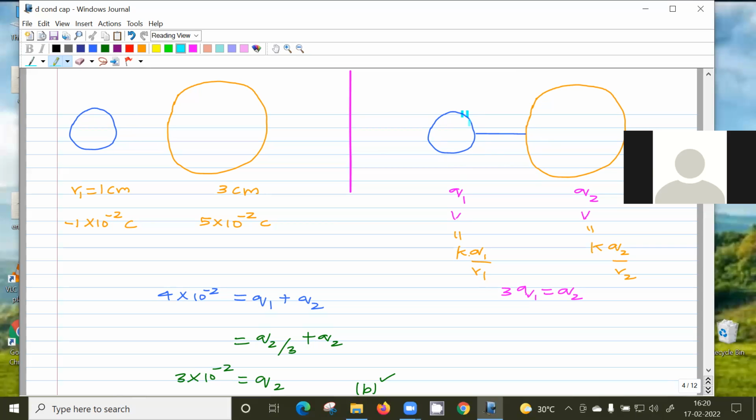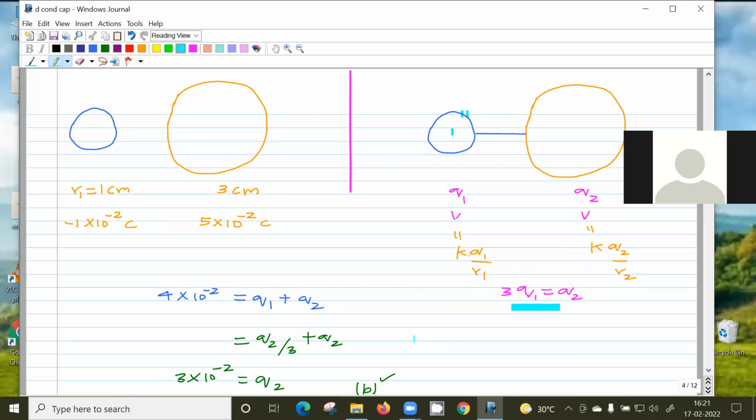For a point just outside the surface, this is equal to a point charge located at the center, and the potential due to a point charge is kq by r, where k is 1 by 4 epsilon naught. So the potential of this sphere is kq1 by r1, and similarly the potential of this one is kq2 by r2. These two are equal. From the ratio of r1 and r2, I get 3 times q1 equal to q2, because r2 is 3 and r1 is 1. So 3 times q1 is q2.